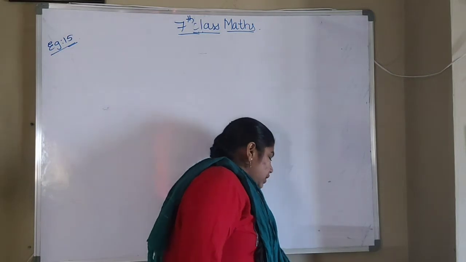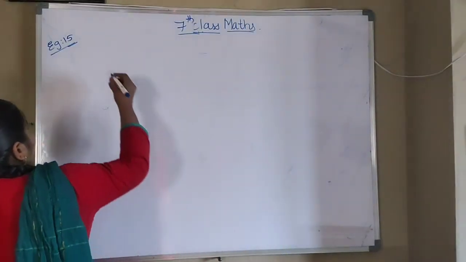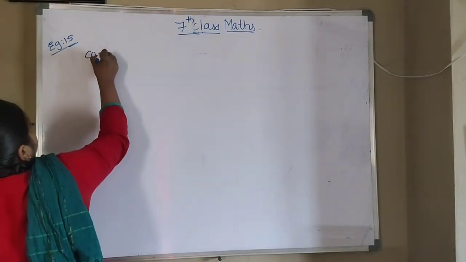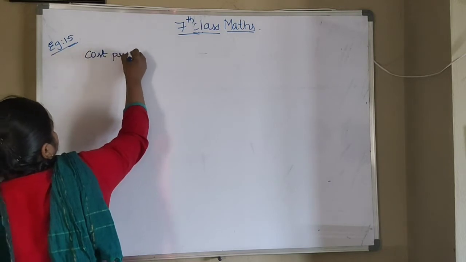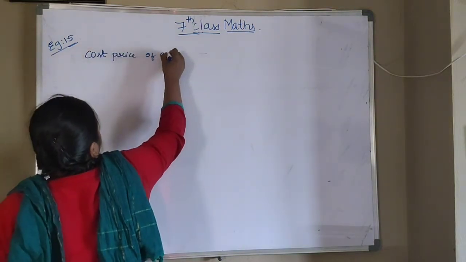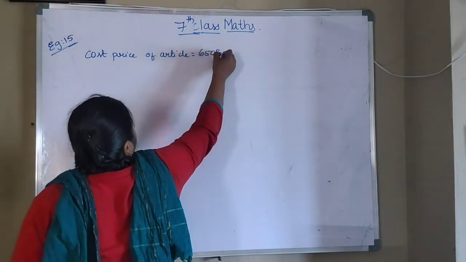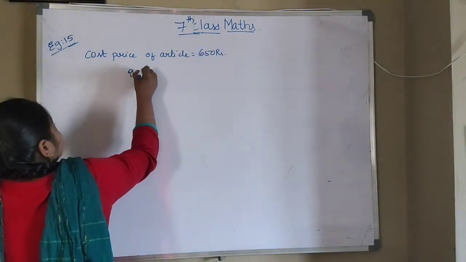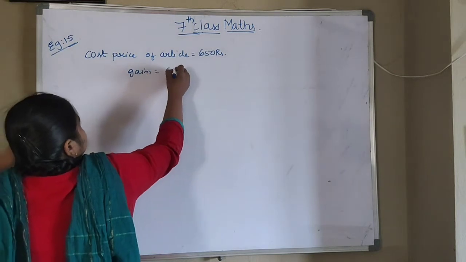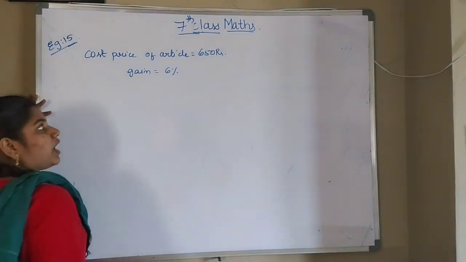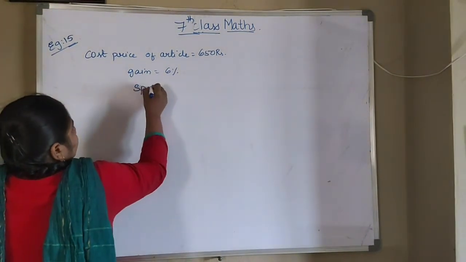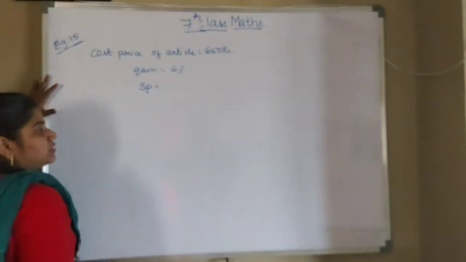So what is the cost price here? Cost price of the article is 650 rupees. And how much gain did he get? Gain is 6%. Now what do we have to find? We have to find the selling price.